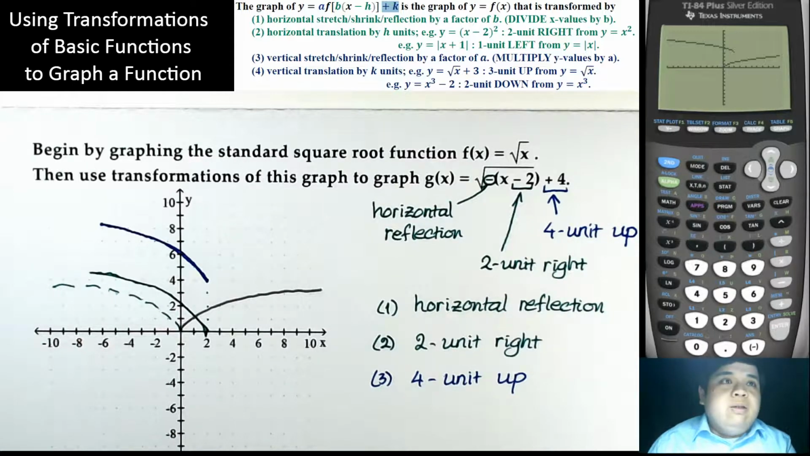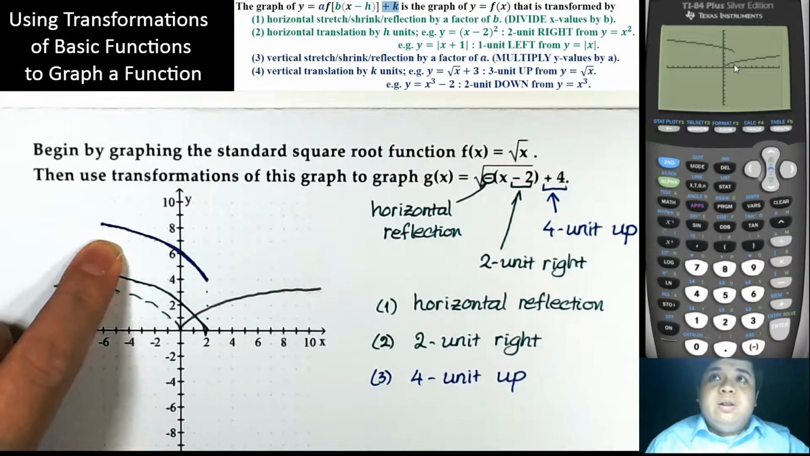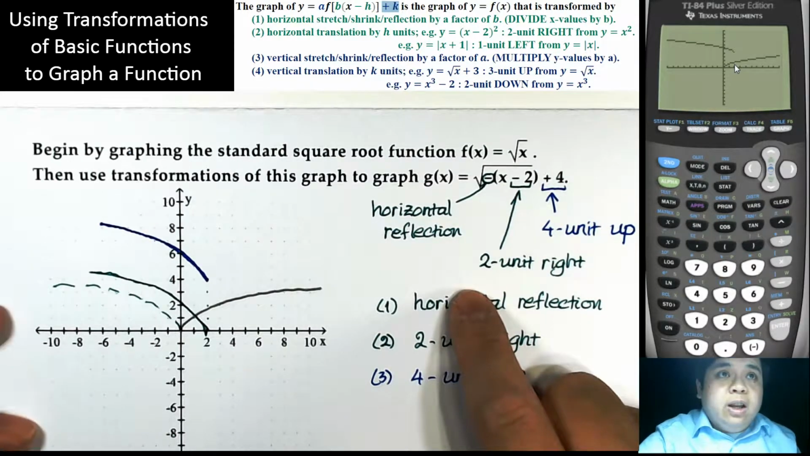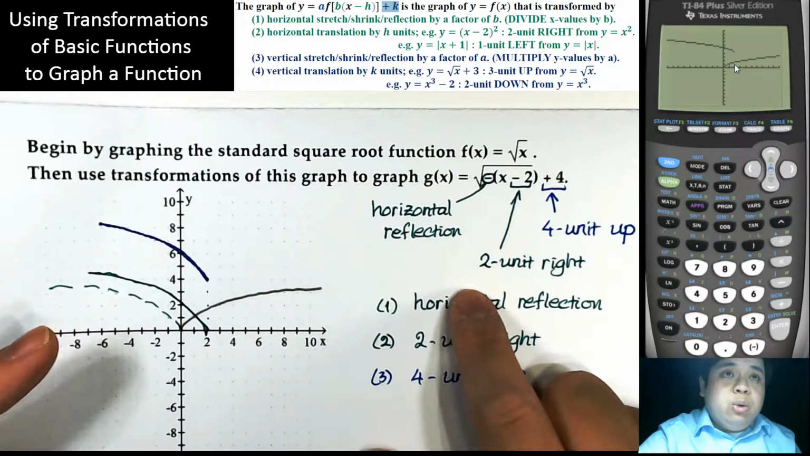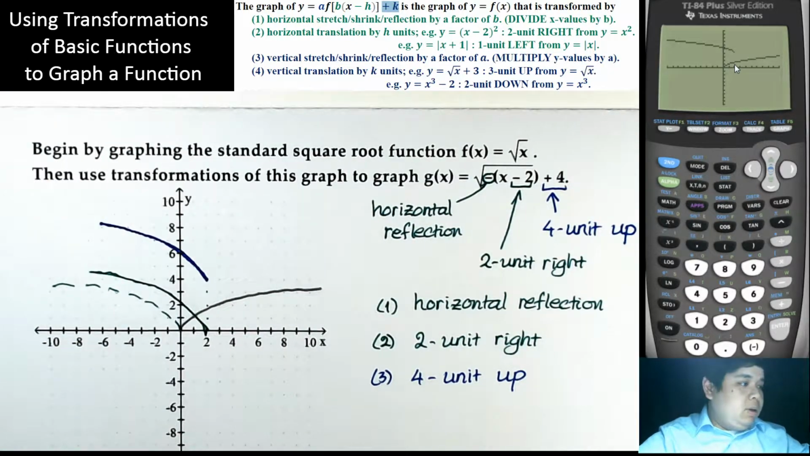So first we have the square root function, and then we do have this, the transformation of the function square root of negative x minus 2 plus 4. We will do one more example.